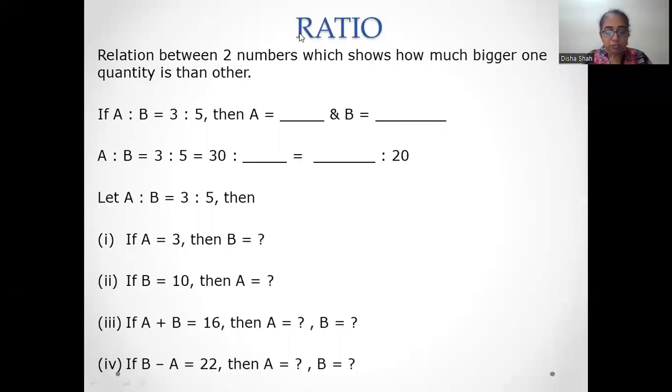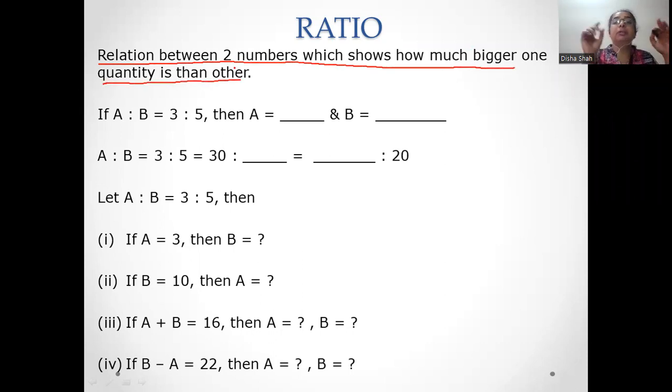This topic is ratio. What is the definition of ratio? Ratio means nothing but the relation between any two numbers, which shows how much bigger one quantity is than the other. It means it's nothing but a relation between two quantities. Basically, suppose, for example, A is to B is 3 is to 5.